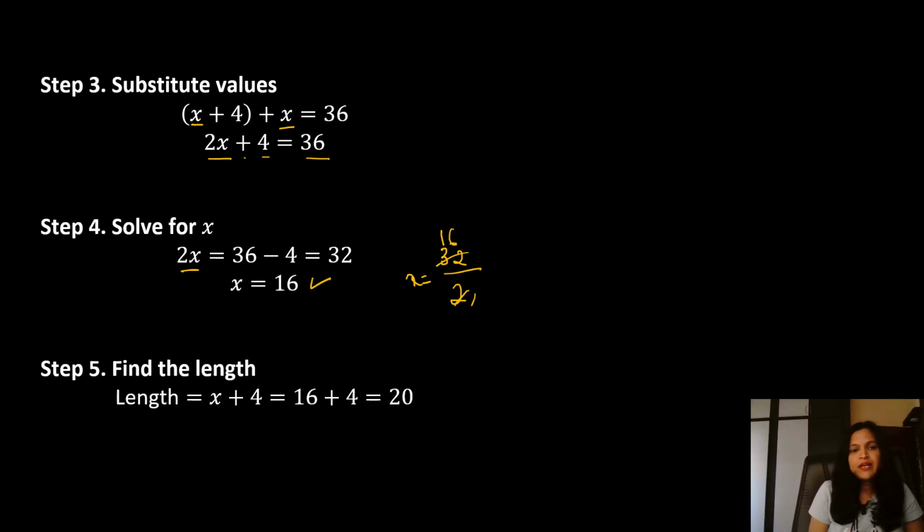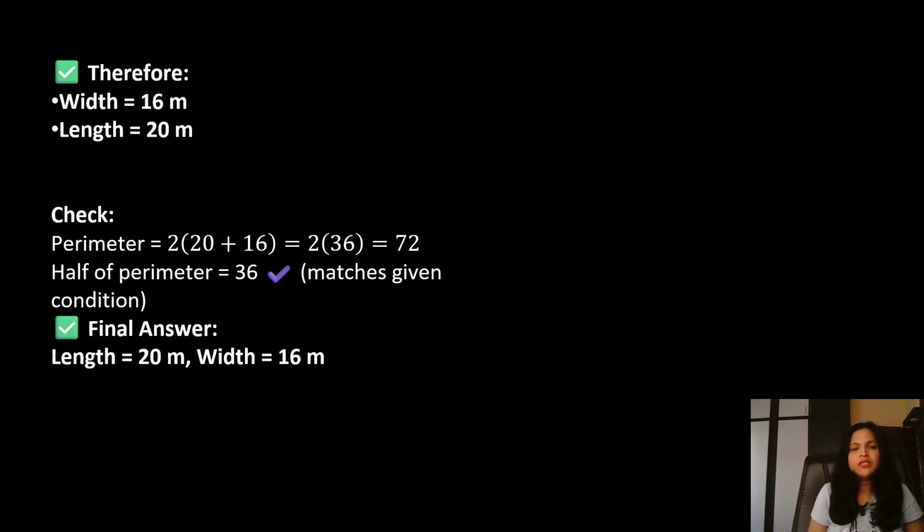Now find the length. We know length equals width plus 4, that is x plus 4. We found the value of x, substitute x equal to 16. 16 plus 4 is 20, length is 20 meter. So therefore your answer, this step carries half marks, the answer carries 1 mark. If you didn't write the unit, they'll cut half marks. That's why writing the unit is very important for the final answer. Width is equal to 16 meter, length equal to 20 meter.